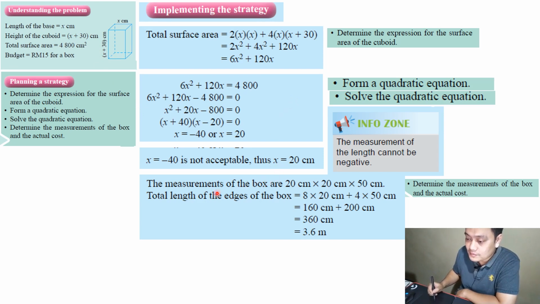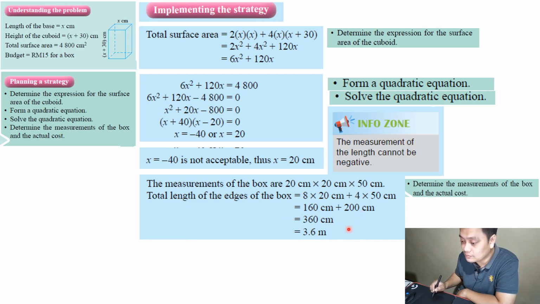Okay, after we determine the measurement of the box, then we can find the total length of the edges of the box. Right? You look at the diagram. Okay, we have 1, 2, 3, 4, 5, 6, 7, 8. There are 8 edges of 20 centimeters. And then you see the height of the cuboid, x plus 30, so that means 20 plus 30, 50 centimeters. Okay, and we have 1, 2, 3, 4, so that means 4 times 50 centimeters. So the total length of the edges of the box in centimeters is 360 centimeters.